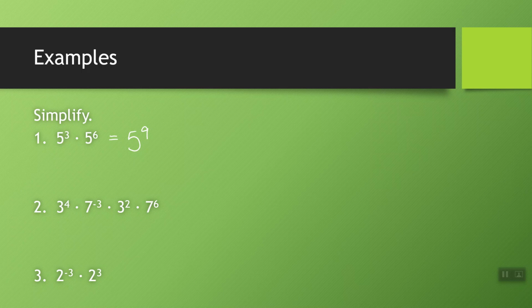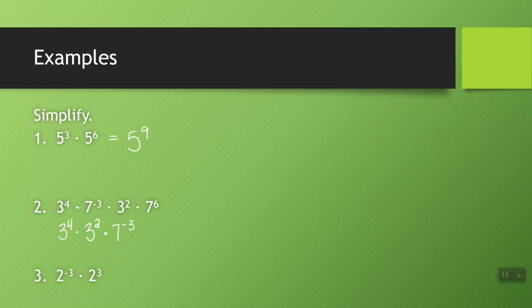Number 2, 3 to the 4th times 7 to the negative 3rd times 3 to the 2nd times 7 to the 6th. Remember in the property on the previous screen, it said that the bases had to be the same. So you're welcome to kind of go ahead and rearrange this a little bit if that helps. I won't do it all the time, but I will show you in this example. Remember that multiplication can be done in any order.